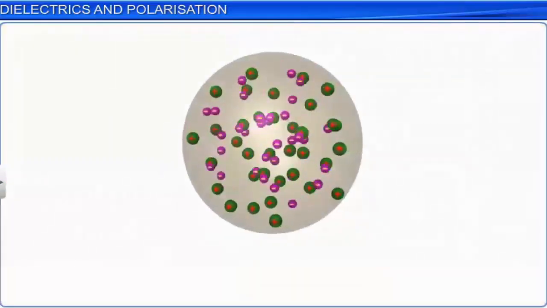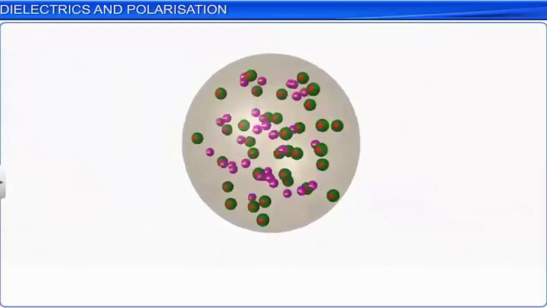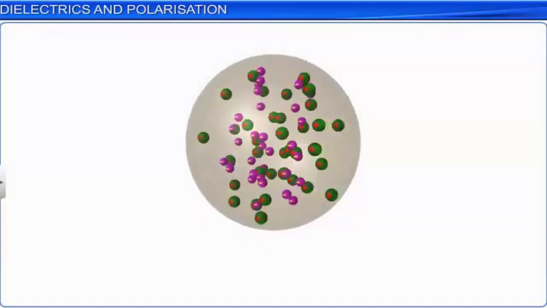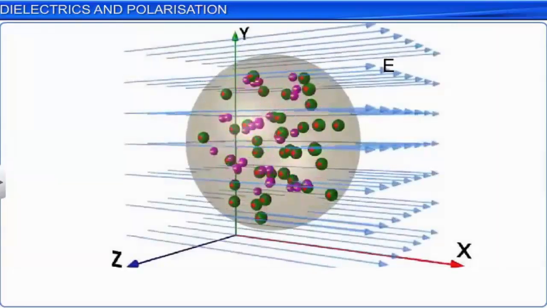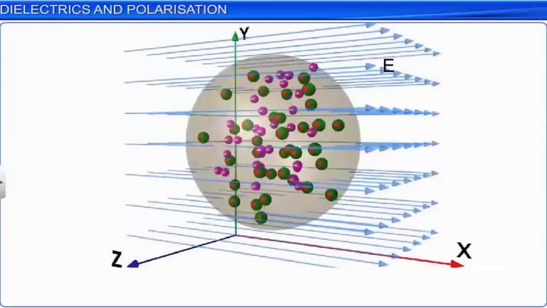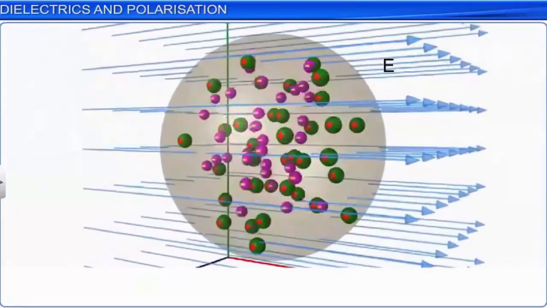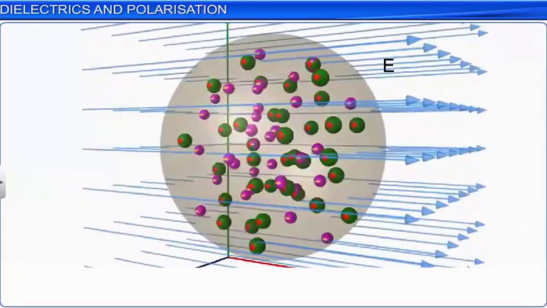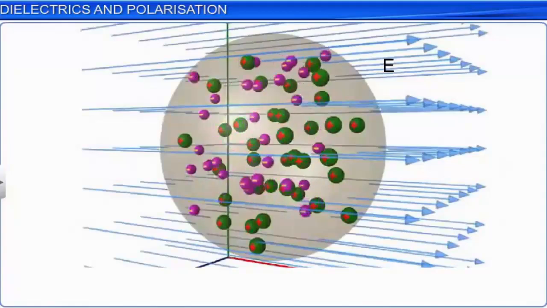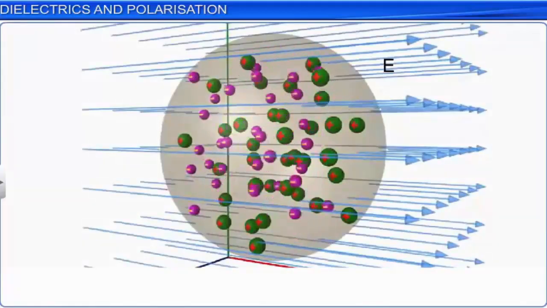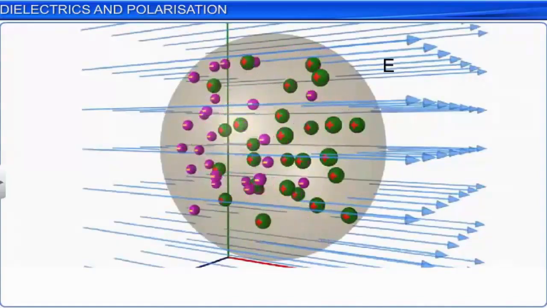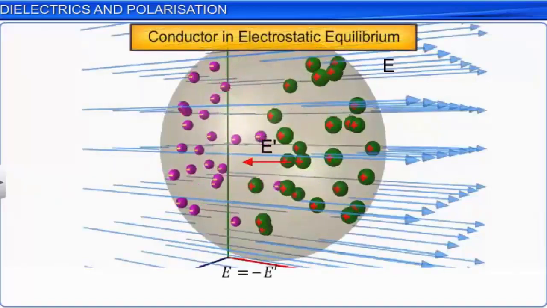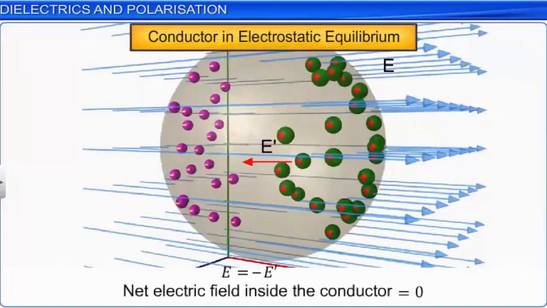When a metal conductor is placed in an external uniform electric field of strength, say E, we know that charge distribution takes place in the conductor due to the movement of the free charges, and the electrostatic induction occurs in such a way that in equilibrium, the electric field strength E' inside the conductor due to the induced charges is equal and opposite to the external field of strength E. Hence, the net electric field inside the conductor is zero, and the conductor is said to be in electrostatic equilibrium.